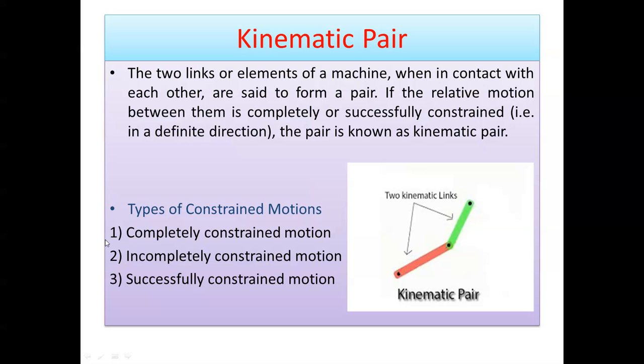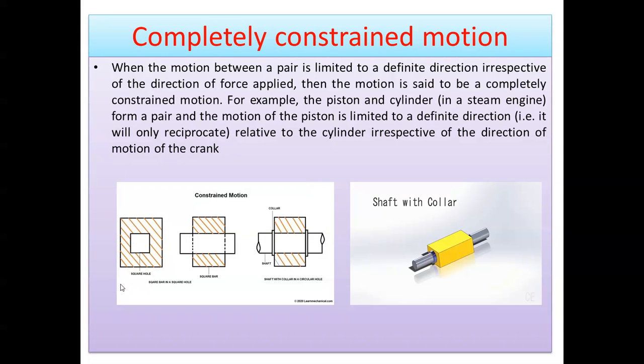Now, considering this, we have different types of constrained motion. The first one is completely constrained, the second is incompletely constrained, and the third is successfully constrained motion. Now, one by one, we will discuss them. So the first one is completely constrained motion.